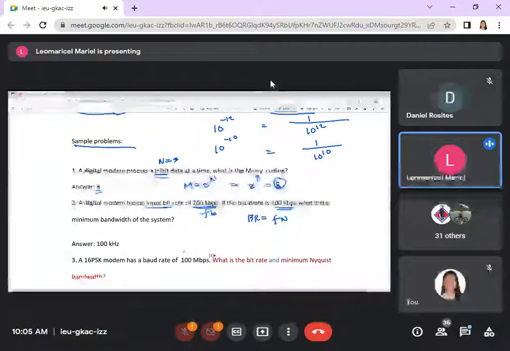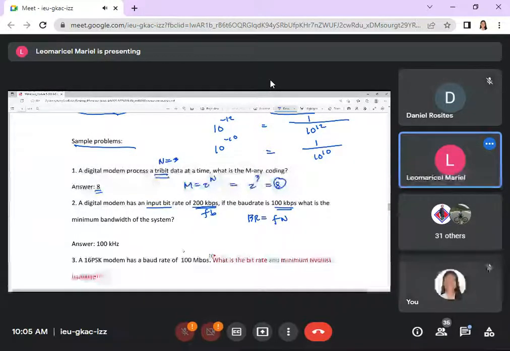Di ba sabi natin, yung minimum bandwidth nakadepende saan? Sa baud rate. So kahit ano pa yung ginagawa ni bit rate, ang titingnan lang natin ay yung baud rate. So since sinabi baud rate is equal sa fN sa formula natin, therefore the minimum bandwidth will be 100 kilohertz. Gagawin mo lang hertz itong bits per second mo, kasi sabi natin, yun lang ang difference ng ating baud rate sa ating minimum bandwidth.